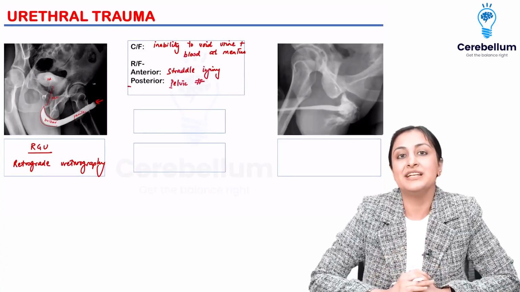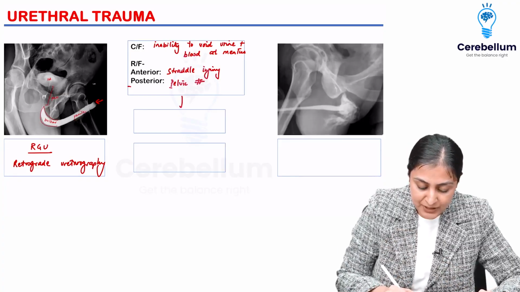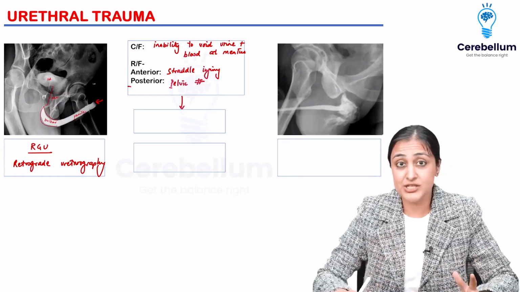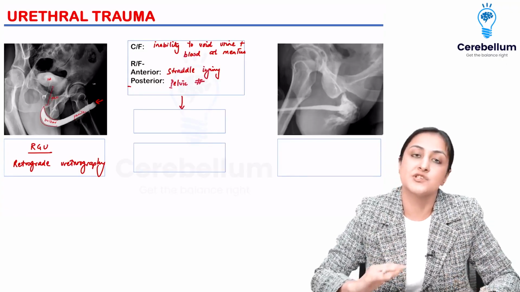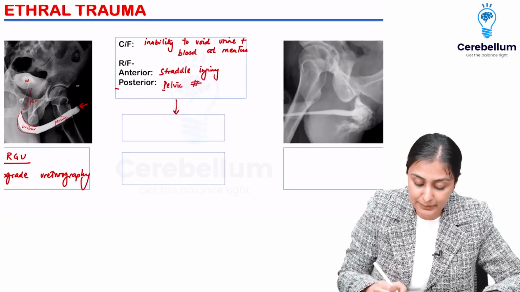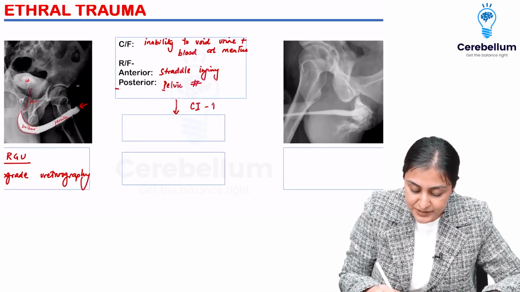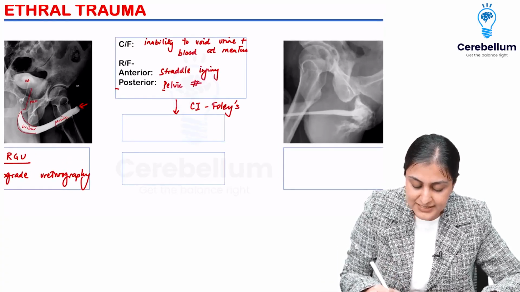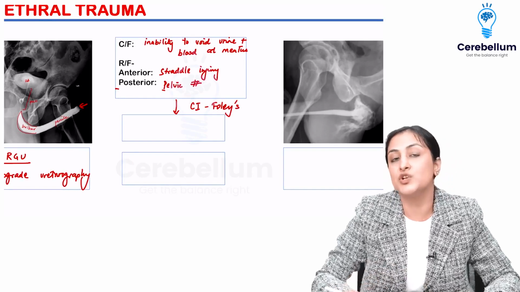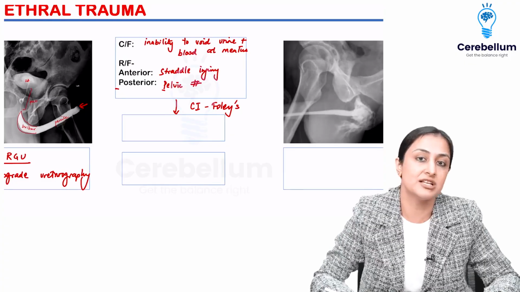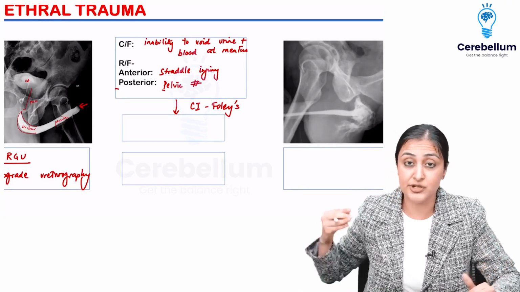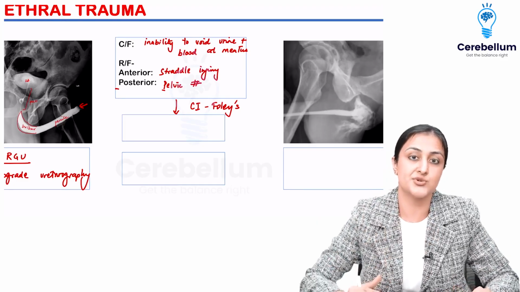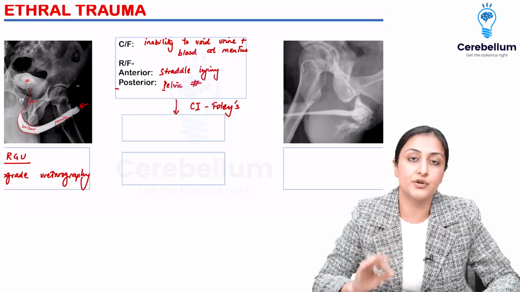So now what will be the next step? Before I go to the next step, what is it that you will not do? When you have a patient who is suspected to have urethral trauma, remember what is contraindicated is Foley's. So Foley's catheter is something you'll never try and put in a patient who has blood at meatus and inability to pass urine, because in case he has a partial rupture and you put a Foley's, you're going to convert it into a complete rupture. So you never want to put a Foley's.